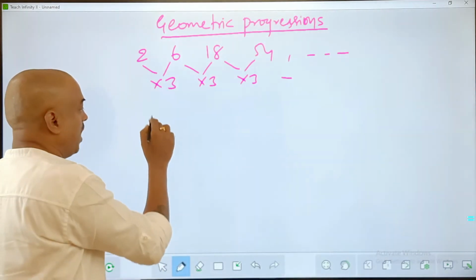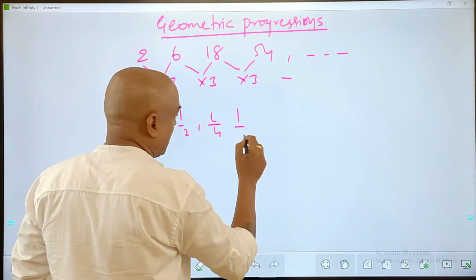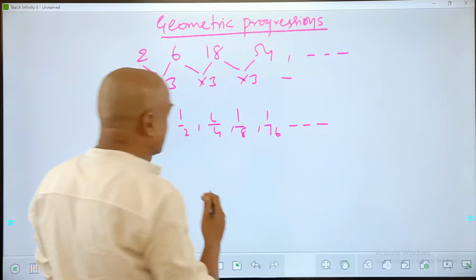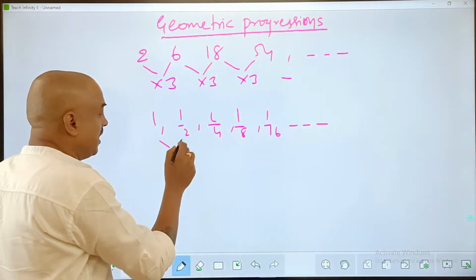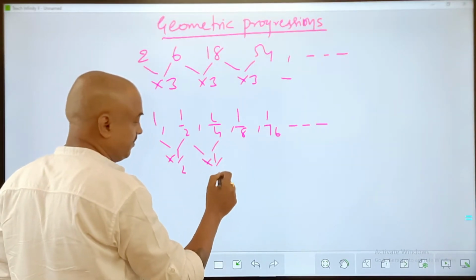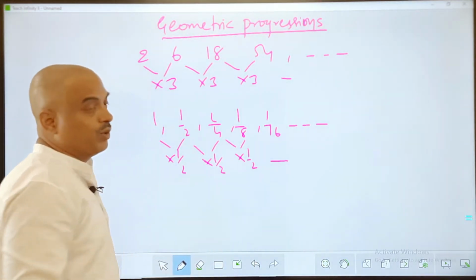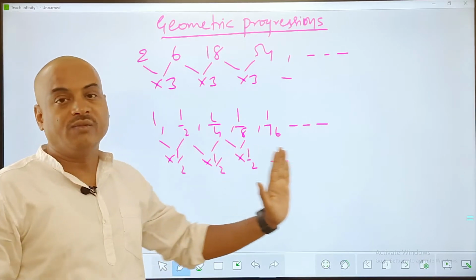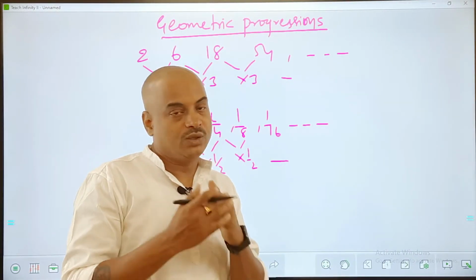For example, 1, 1 by 2, 1 by 4, 1 by 8, 1 by 16 and so on. It is getting multiplied by 1 by 2 every time to get the next term. So this kind of series, we call geometric progression. Either you multiply with a constant value or you divide with a constant value, it is called geometric progression. So this is the difference.